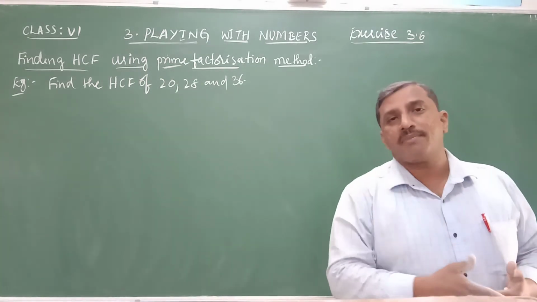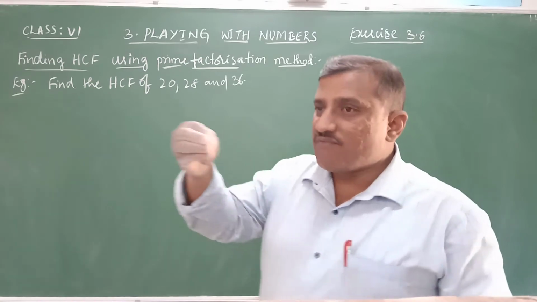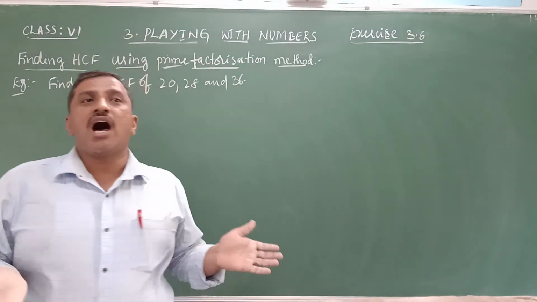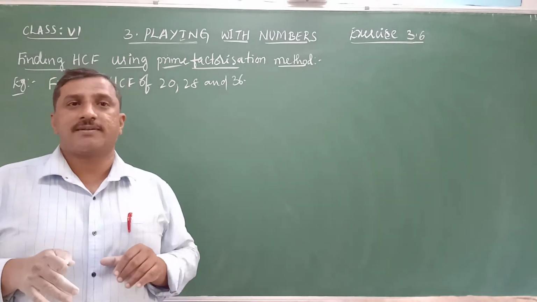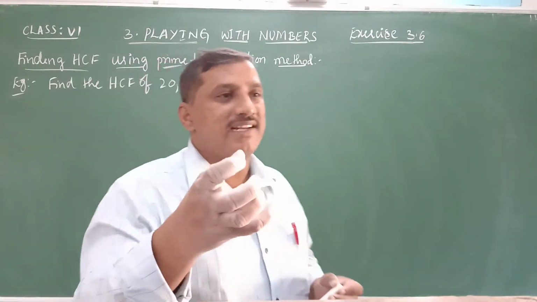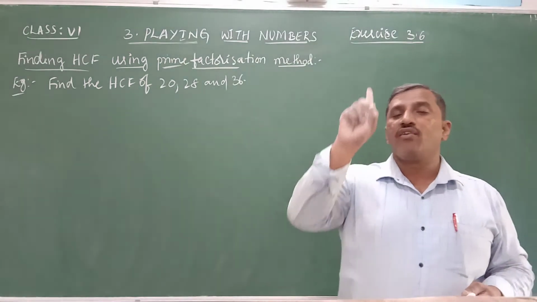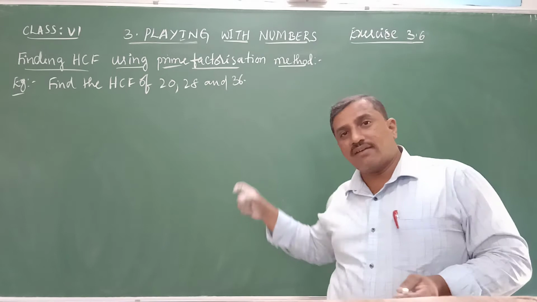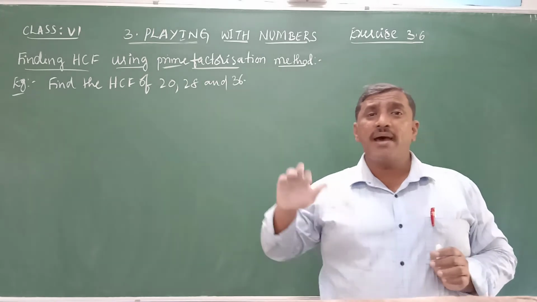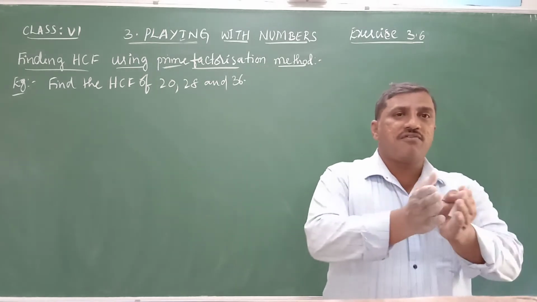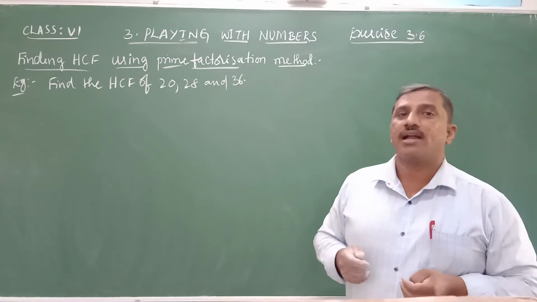If they have only one common prime factor, that prime factor itself will give you the HCF. If they have more than one common prime factor, the product of all the common prime factors will give us the HCF of the given numbers. So first step, we have to find the prime factors of the given numbers. Second step, we have to identify the common prime factors. Third step, the product of all those common prime factors gives us the HCF of the given numbers.